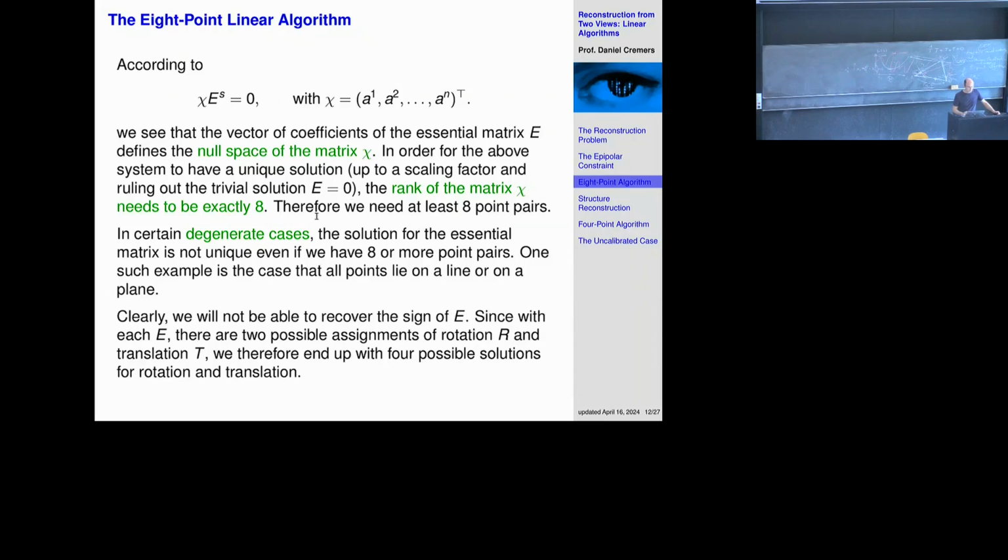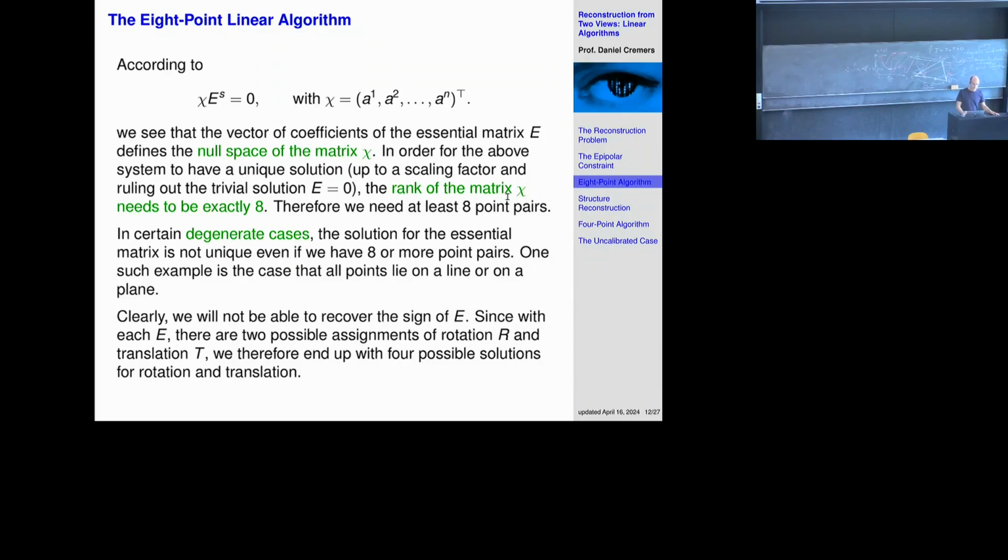But what we want to assure somehow now that we have this matrix vector product being 0, we want to make sure that there is a unique solution up to scaling, a unique solution for E stack. And how can we assure that? Basically what we need to assure is that this matrix, an n by 9 matrix, has rank 8, exactly rank 8 and not less. Because if it has rank 8, then we know the null space is one-dimensional.